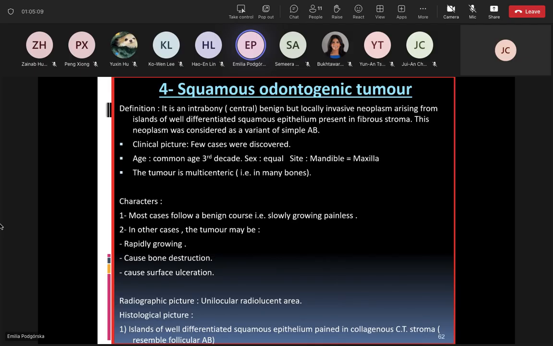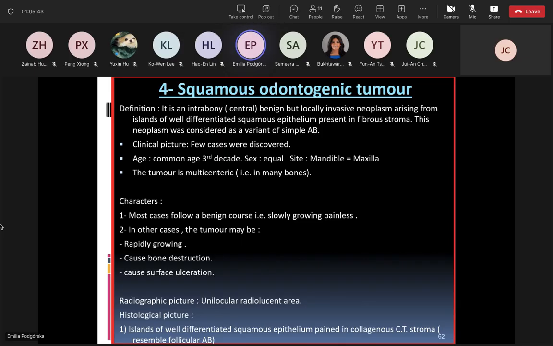This odontogenic tumor is an intrabony, central, benign but locally invasive neoplasm arising from islands of well-differentiated squamous epithelium present in fibrous stroma. This neoplasm was considered a variant of simple AB. Clinical picture: a few cases were discovered around the fifth decade. The tumor is multicentric in many bones.